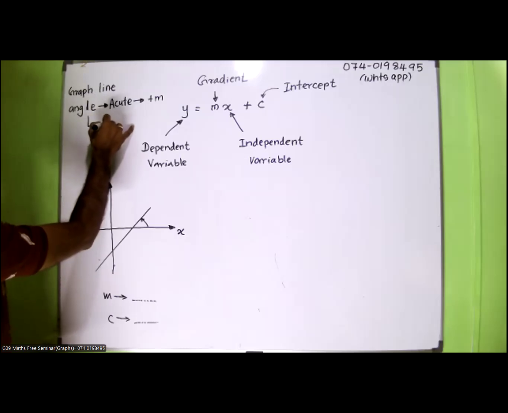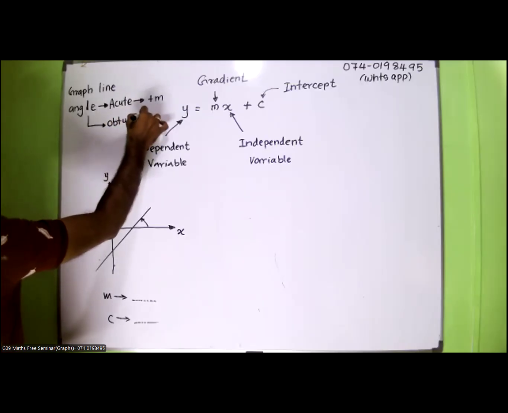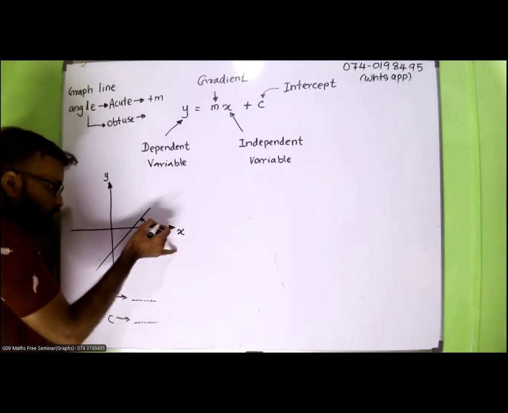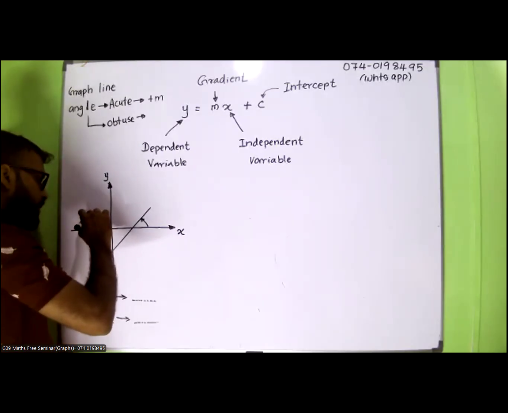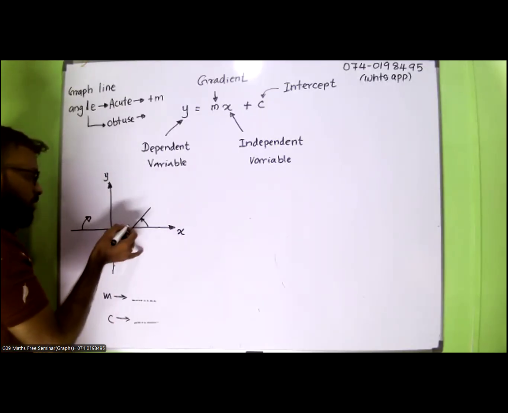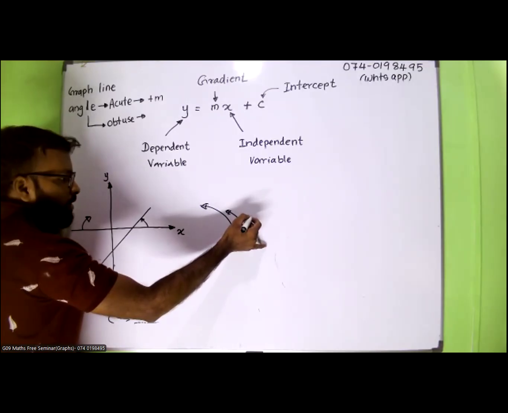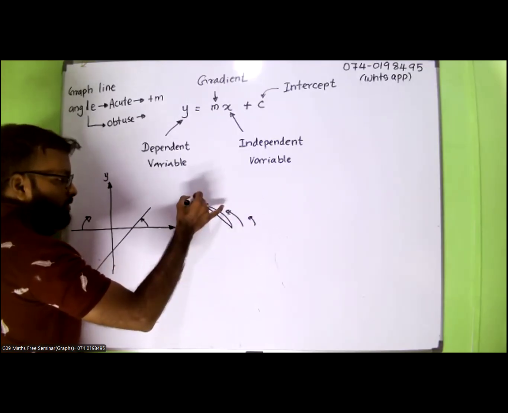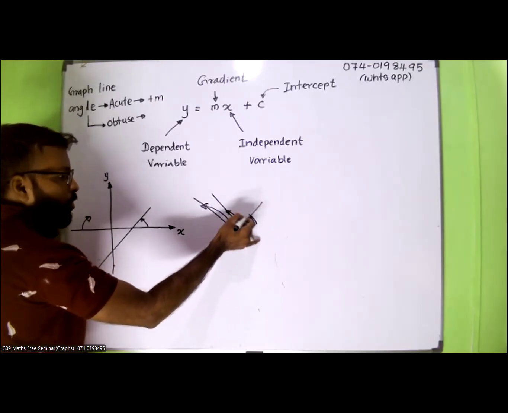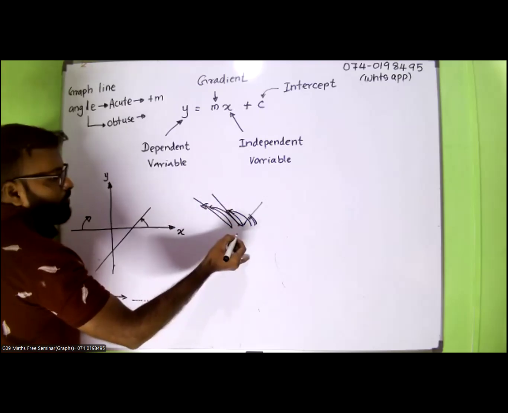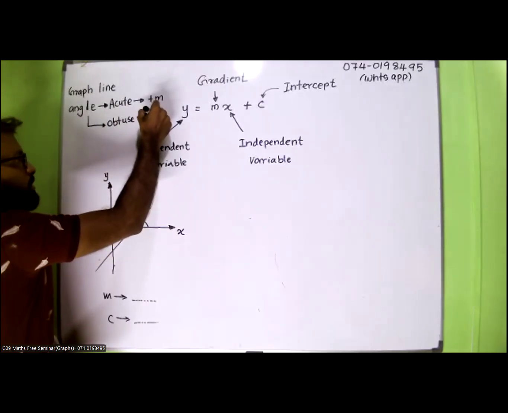If this angle is obtuse with the positive direction, then always you have to get the angle size with the positive direction of x, not this side. This is wrong. Always you have to go for this side. You have to measure the angle this side. So acute angles, obtuse angles. I think you can understand. If the angle is obtuse, the gradient is negative.